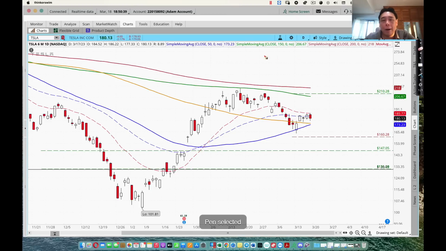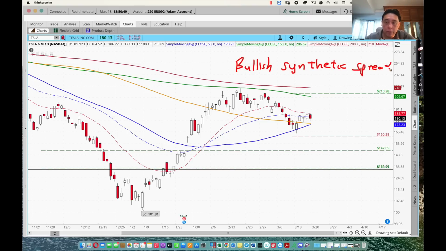Okay, let me show you how you could use what we call a bullish synthetic spread strategy. Basically, it replicates owning 100 shares of stock without paying any premium, or paying very little premium, and without the risk of time decay. Entering the trade takes less capital compared to actually owning 100 shares, but the profit and loss is exactly the same as owning 100 shares.